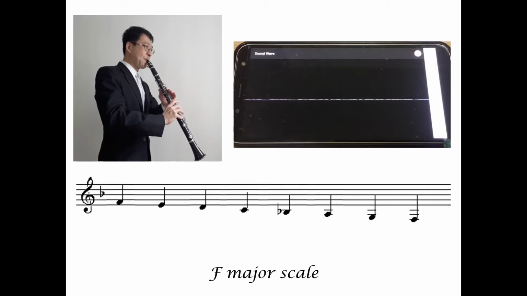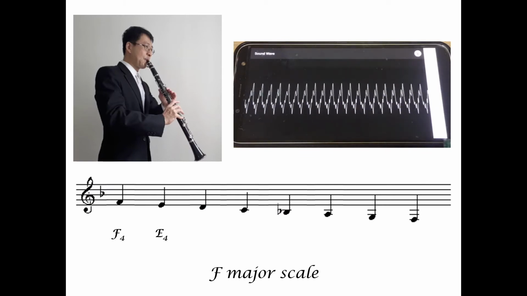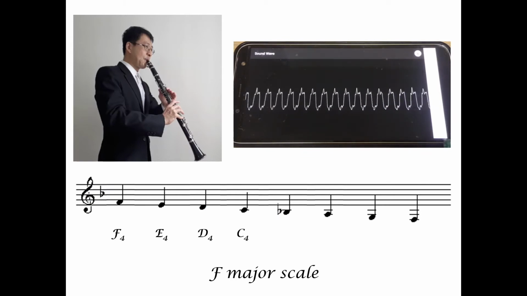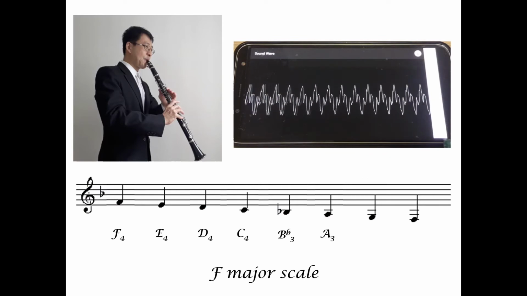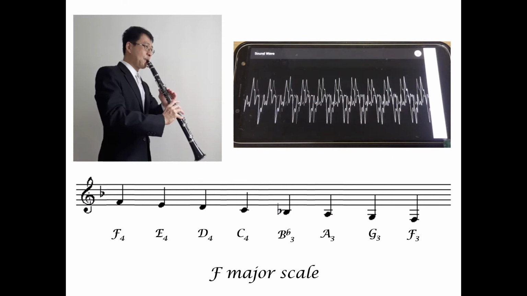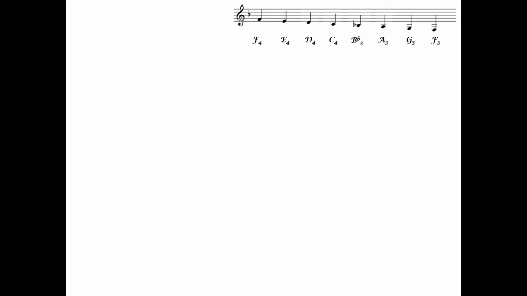This is a descending F major scale. We can now see how the sound waveform changes with a cell phone. When we put all the waveforms from the F major scale together, this is what we see.